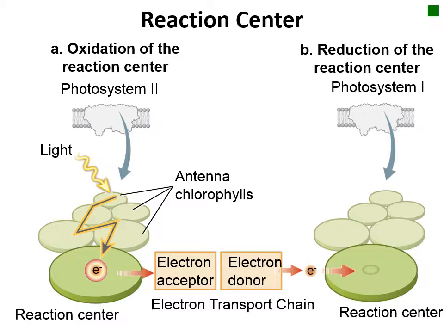Once the reaction center of photosystem 2 has absorbed light energy and transferred it to the electron, the electron is passed to the first complex of the electron transport chain. When the electron gets to the end of the chain, it is transferred to the reaction center of photosystem 1, reducing it. Once the reaction center from photosystem 2 loses the electron, it is no longer able to absorb light. This means that the electron must be replaced in order for the process to continue.